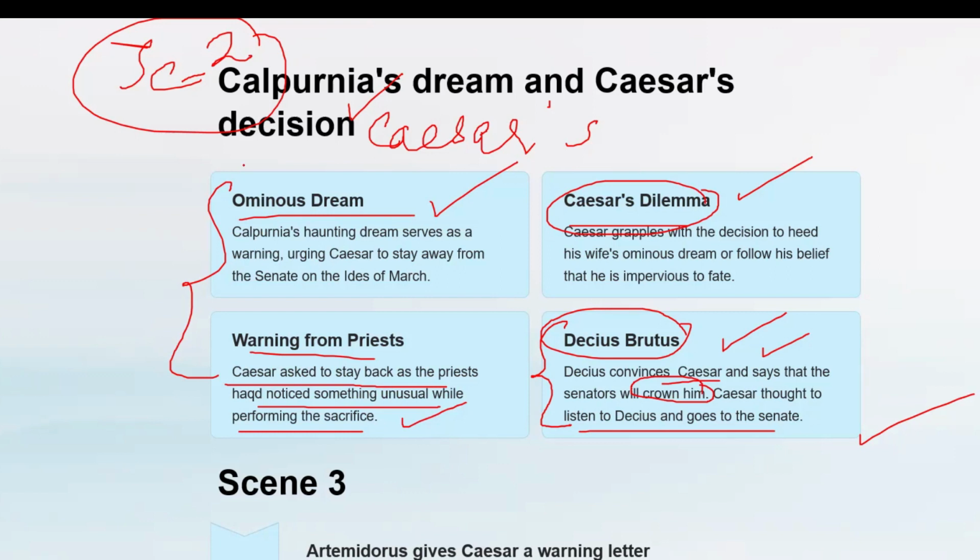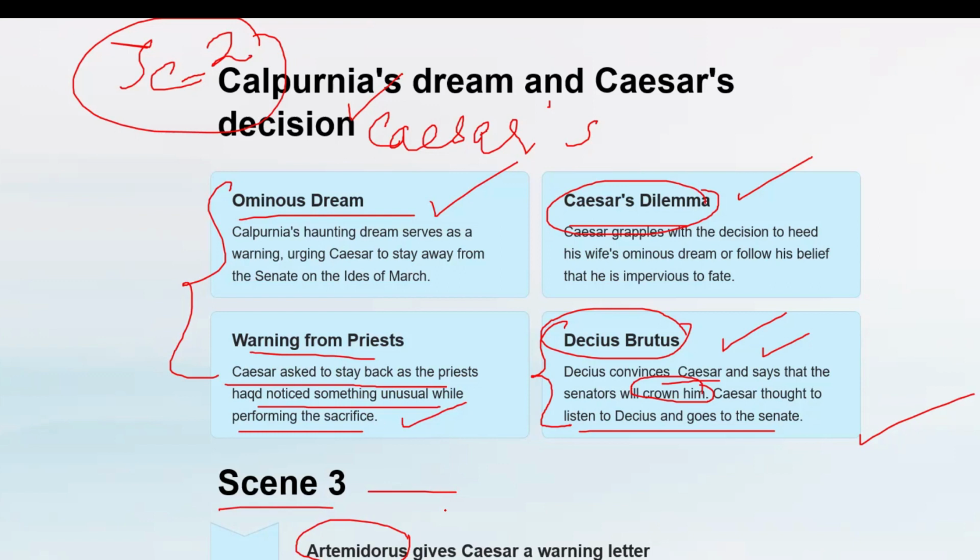So yeah, without wasting much time, let me continue with the summary of scene 3. So in scene 3, what happened? Now, scene 3 is a very, very small scene. Here we see a character named Artemidorus. Now, who is Artemidorus? He's a teacher of rhetoric. I had already made a detailed video on this, so I'm not going to get into the details.